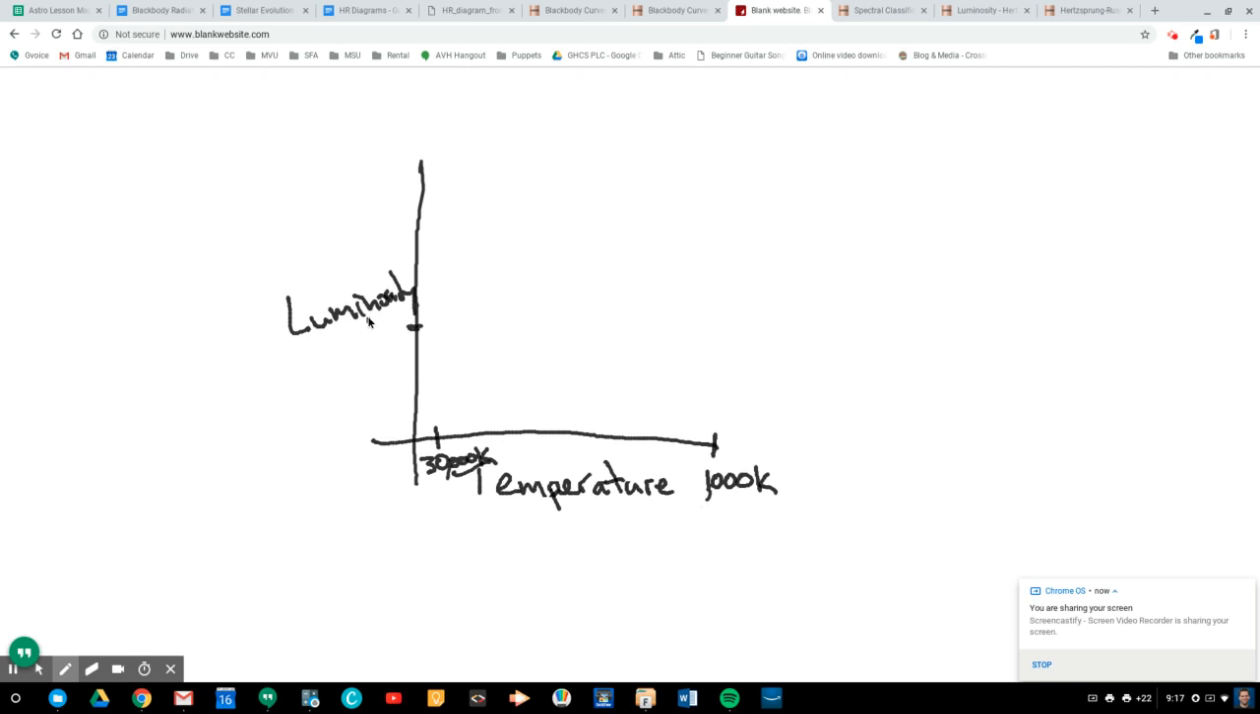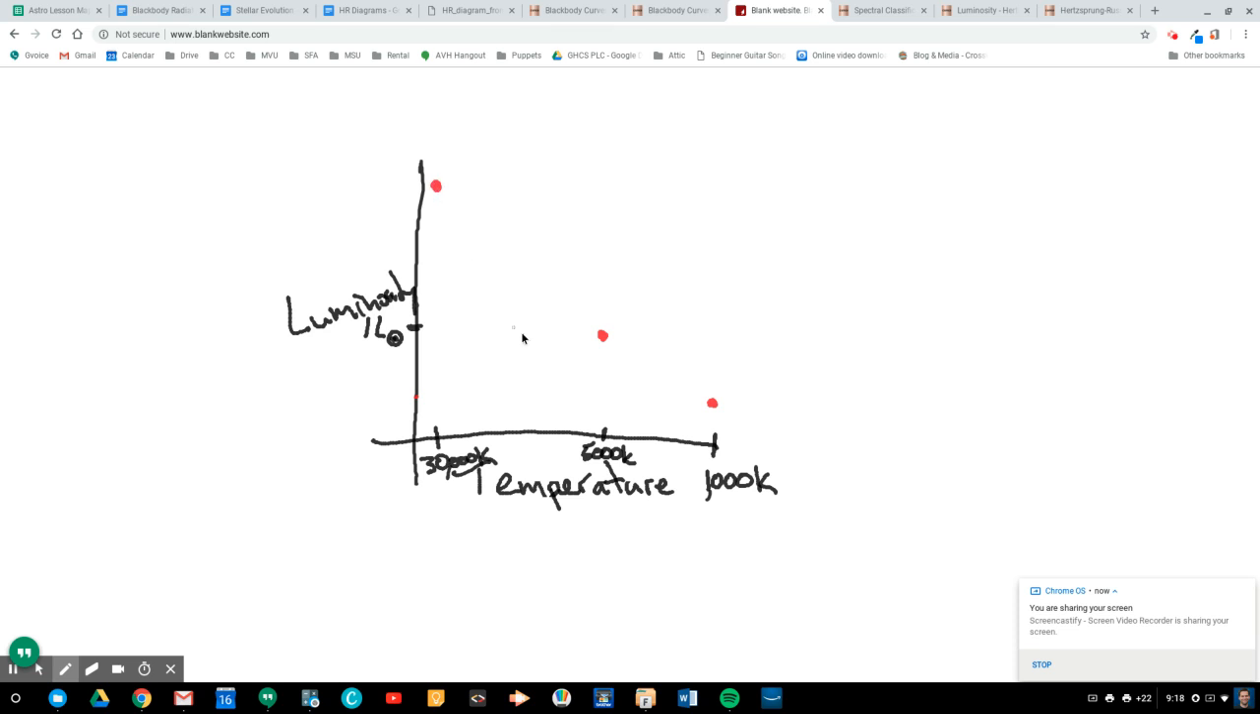Here you could say this is 1 solar luminosity, which is how much light the sun gives off. And here is the solar temperature, let's say about 5,000 Kelvin. From what we just said, this is really kind of intuitive. When you have a low temperature, 1,000 Kelvin, you have a low luminosity. When you have a higher temperature, you have a higher luminosity. And when you have a really high temperature, you have a really high luminosity.